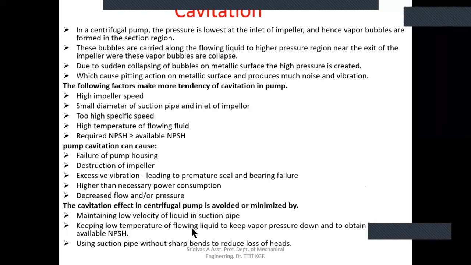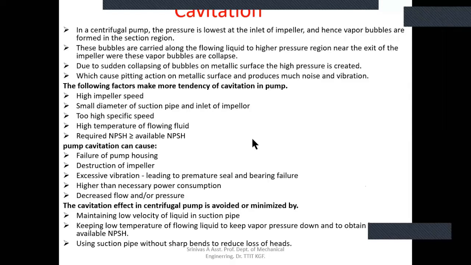Keeping a low temperature of the flowing liquid, we can get this. And the suction pipe should be free from sharp bends, because if there are sharp bends, a pressure difference takes place. So by maintaining uniform bends and avoiding sharp bends, we can control the cavitation. This is what cavitation is, what the problems are, how it occurs, what damage it does to the pump, and how to minimize it.